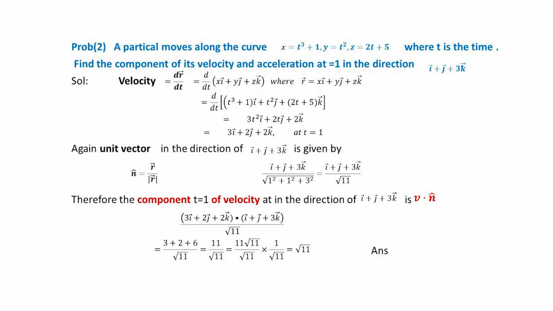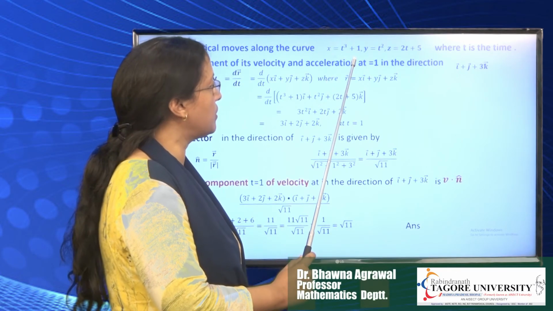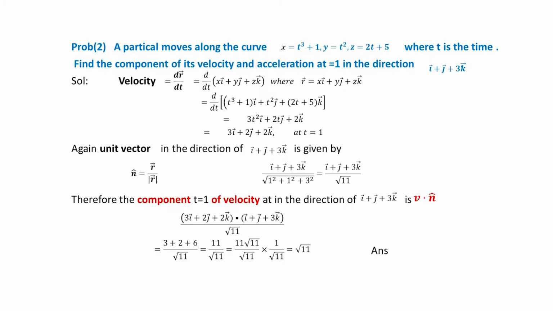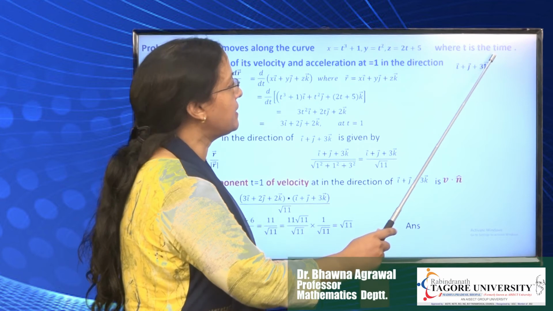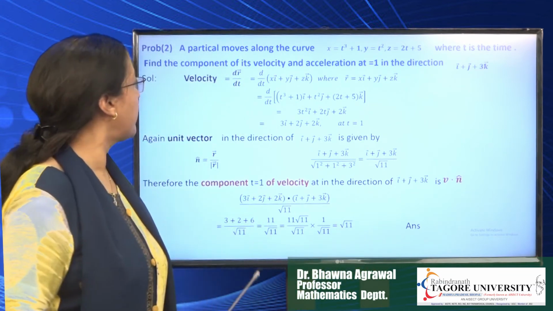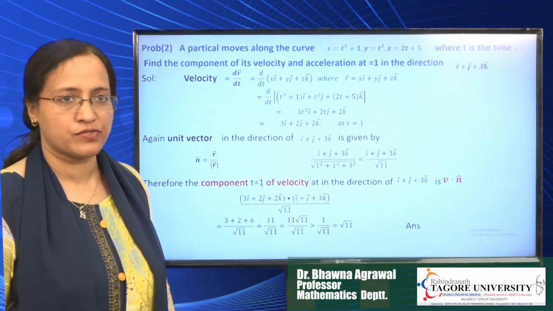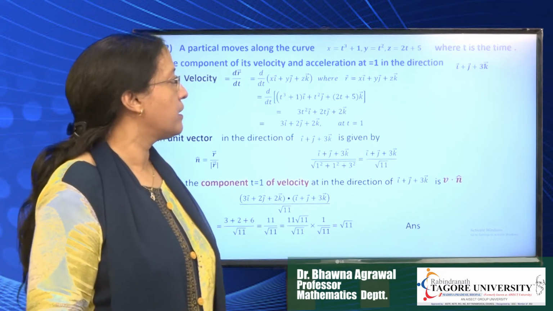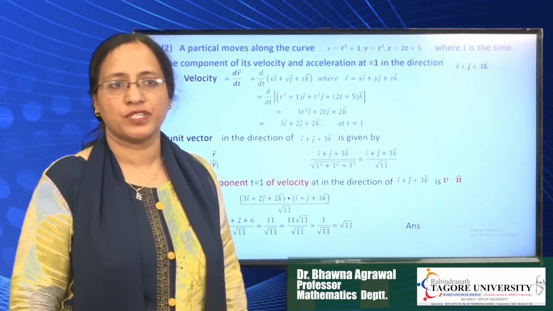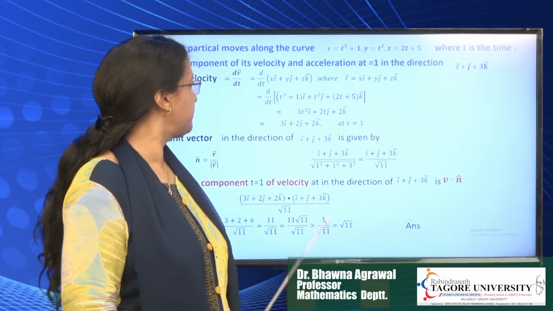Another problem. A particle moves along a curve. The equation of the curve is given: x is equal to t cube plus 1, y is equal to t square, z is equal to 2t plus 5, where t is the time. Find the components of its velocity and acceleration at t is equal to 1 in the direction i plus j plus 3k.